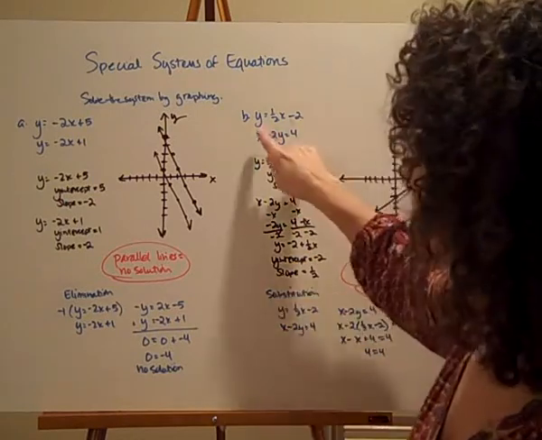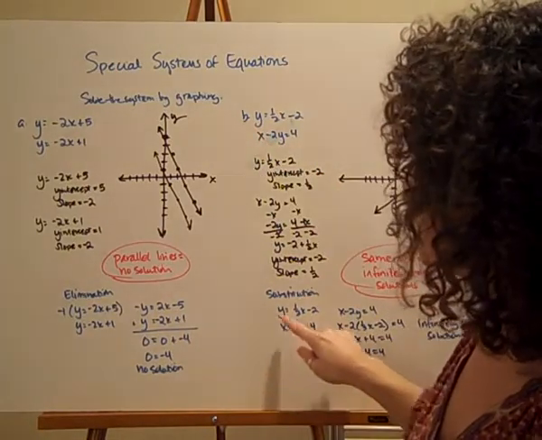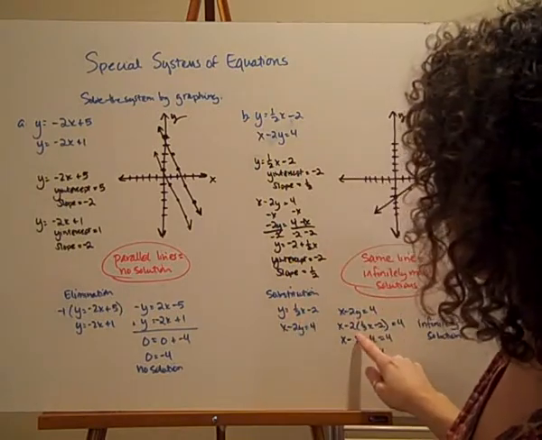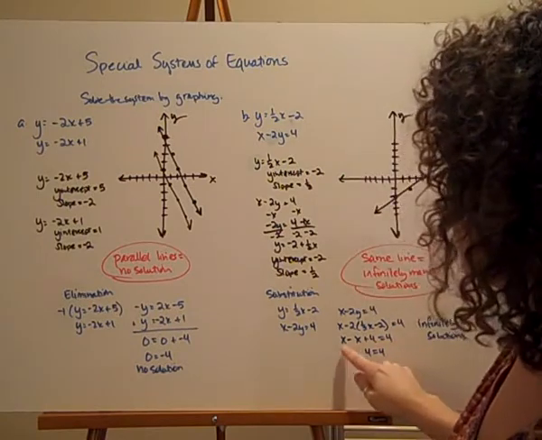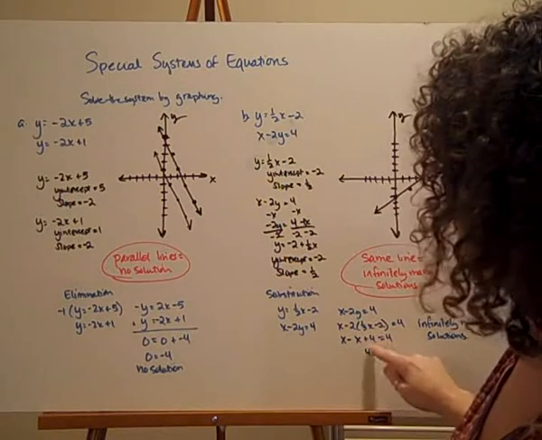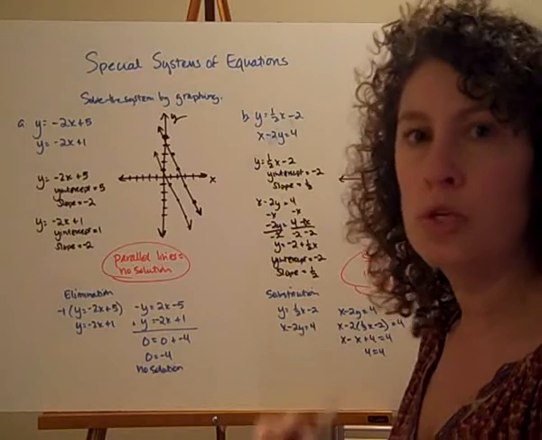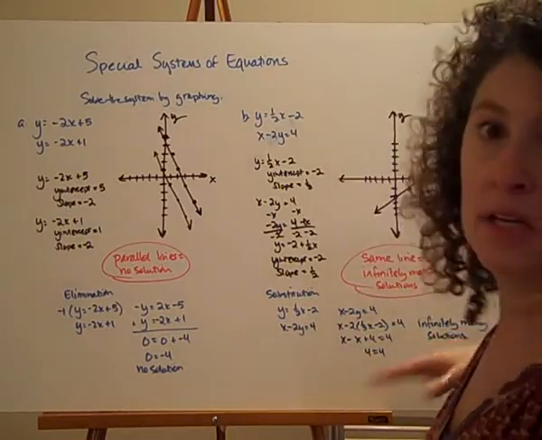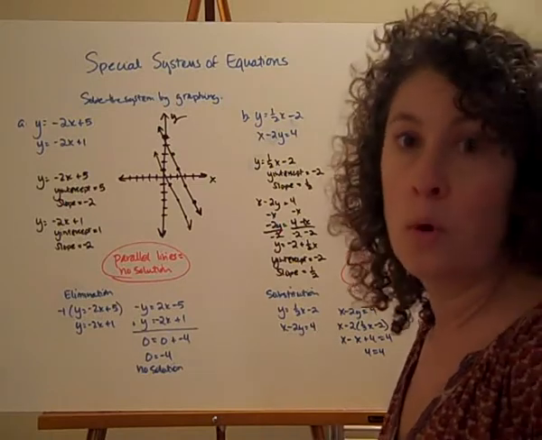So let's try substitution since I have the y isolated here. So I'm going to plug in my 1/2 x minus 2 into the other equation. I'm going to substitute that in there. And when I do this out, I end up with 4 equals 4. So notice my variable vanished, x minus x made that go away. And so I ended up with 4 equals 4. So the variables are gone, and I have two numbers that are equal to each other. 4 equals 4. So this is true. This tells me that I have infinitely many solutions. Any solution on one equation will work for the other.